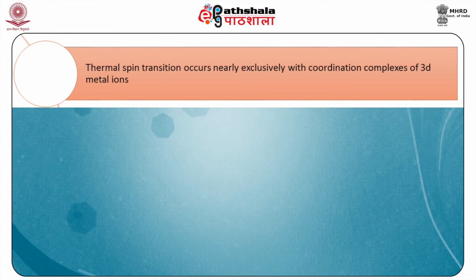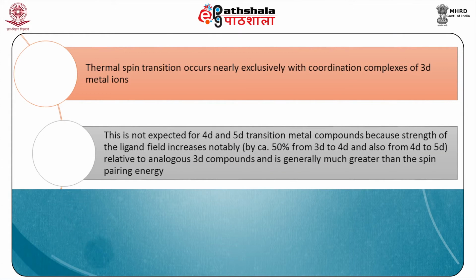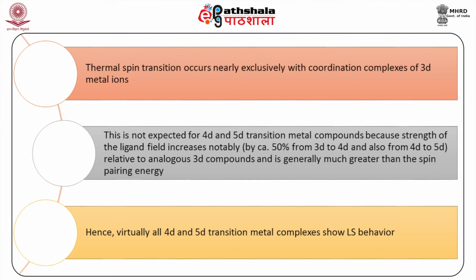Thermal spin transition occurs nearly exclusively with coordination complexes of 3d metal ions. This is not expected for 4d and 5d transition metal compounds because the strength of the ligand field increases notably relative to the analogous 3d compounds and is generally much greater than the spin pairing energy. Hence, virtually all 4d and 5d transition metal complexes show low spin behavior.